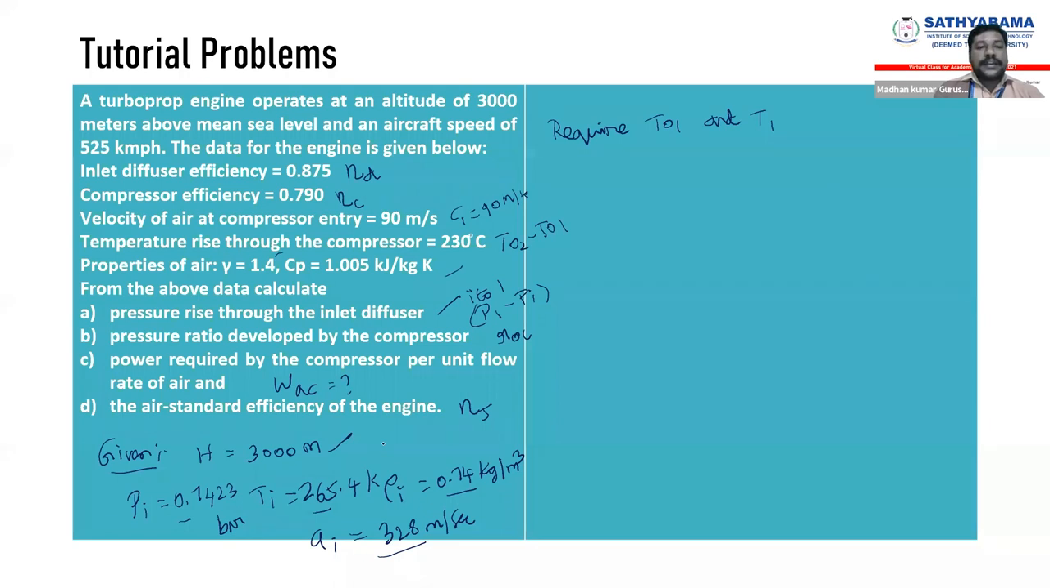For this, we have the aircraft speed. The aircraft speed is taken as U, and it is 525 kilometers per hour. But here we have the speed of sound as 328 meters per second, so you have to convert this into meters per second. Anybody, answer me in the chat box. Convert 525 from kilometers per hour to meters per second. The conversion is to divide it by 3.6, right?